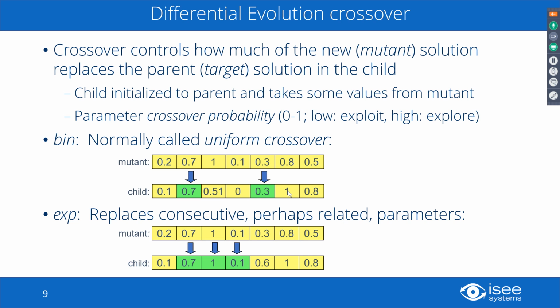And the other type is exponential. An exponential replaces a consecutive set of values in the solution. The idea here is you use this if you think that groups are related, and we're going to swap out those groups instead of swapping out individual ones, individual genes, they're called. If groups are related, we'll swap out entire groups. And this is actually a combination of 1-point and 2-point crossover in normal evolutionary algorithms.